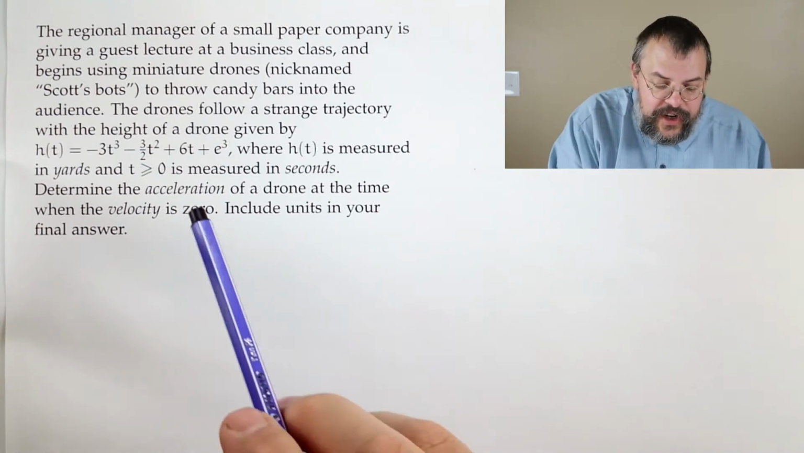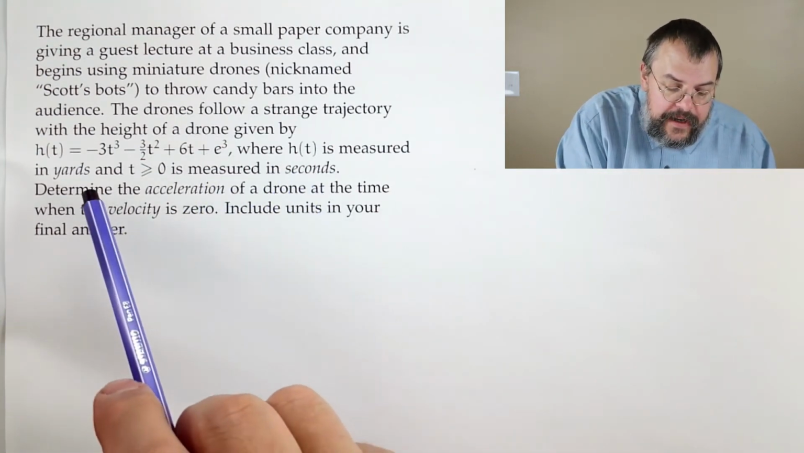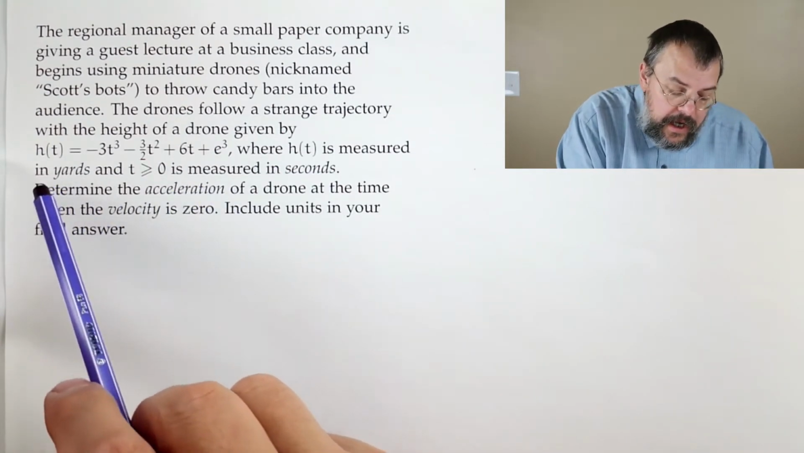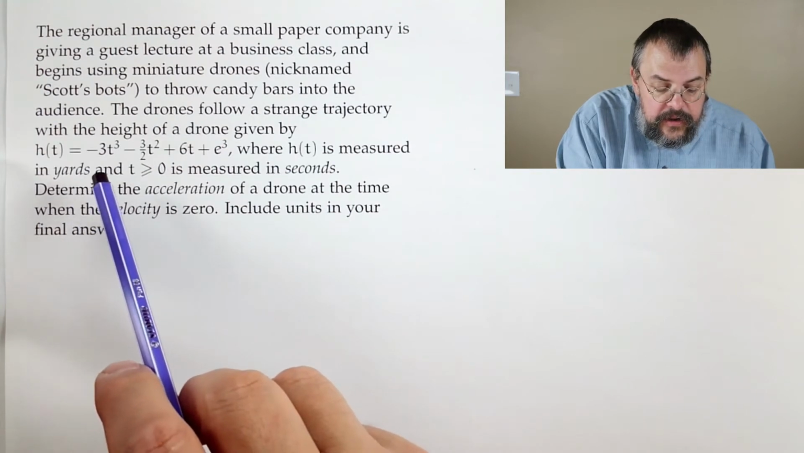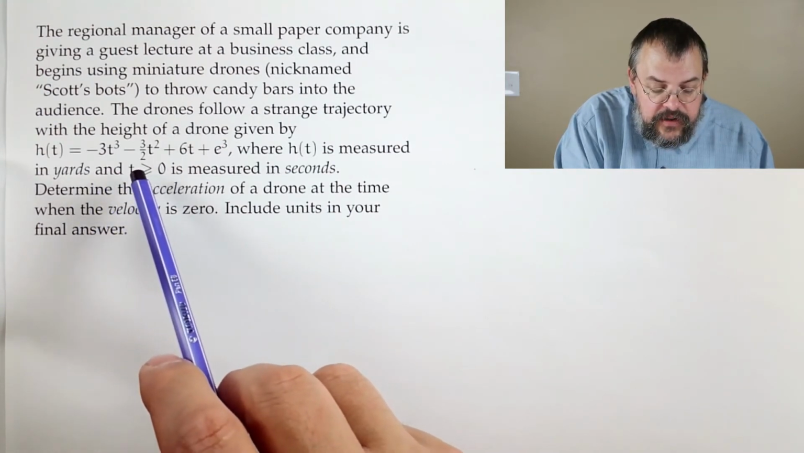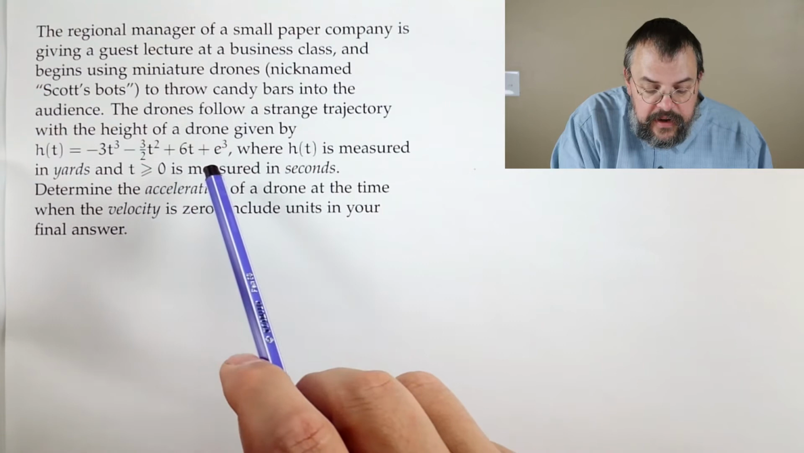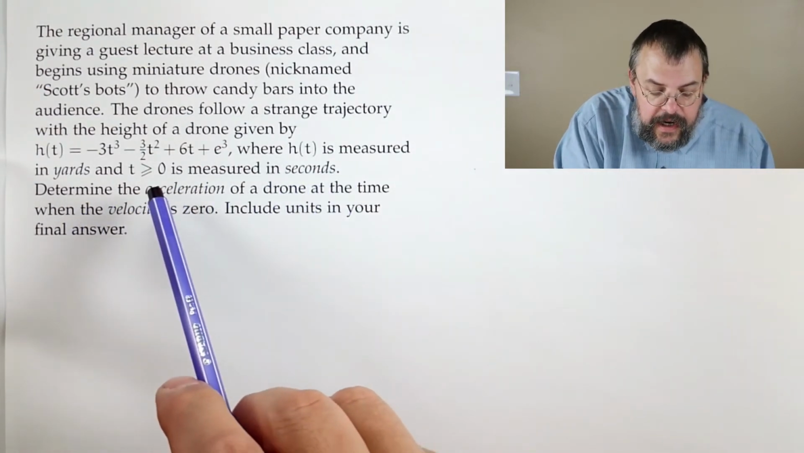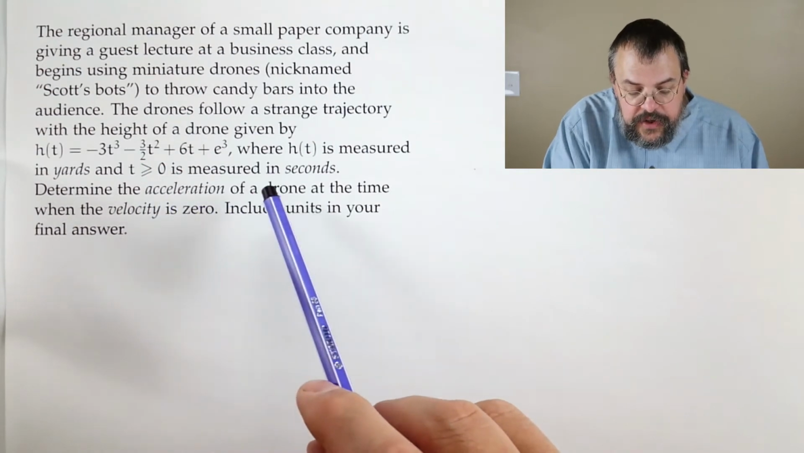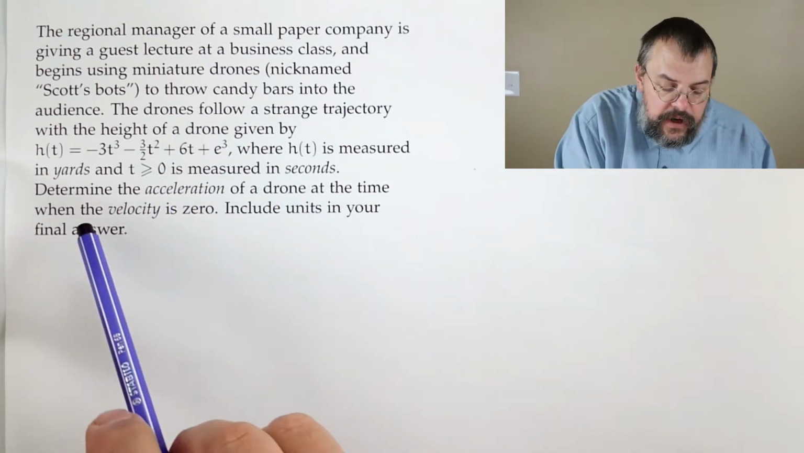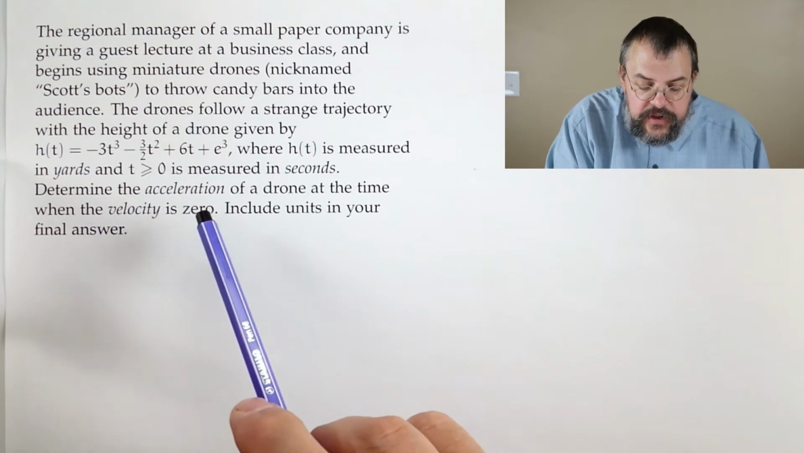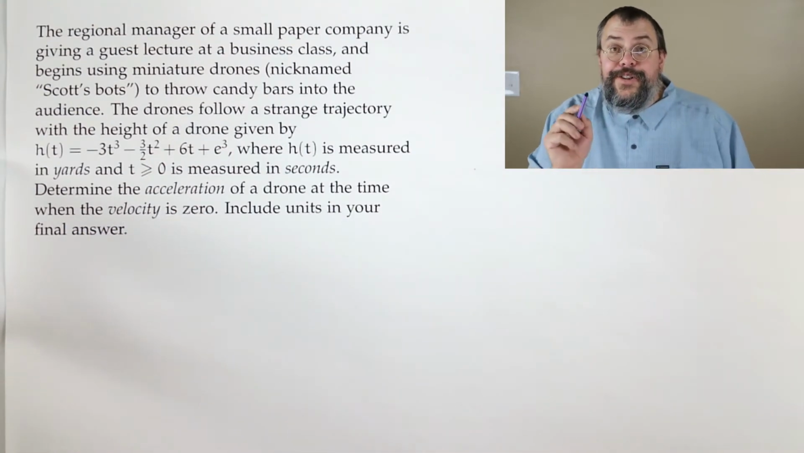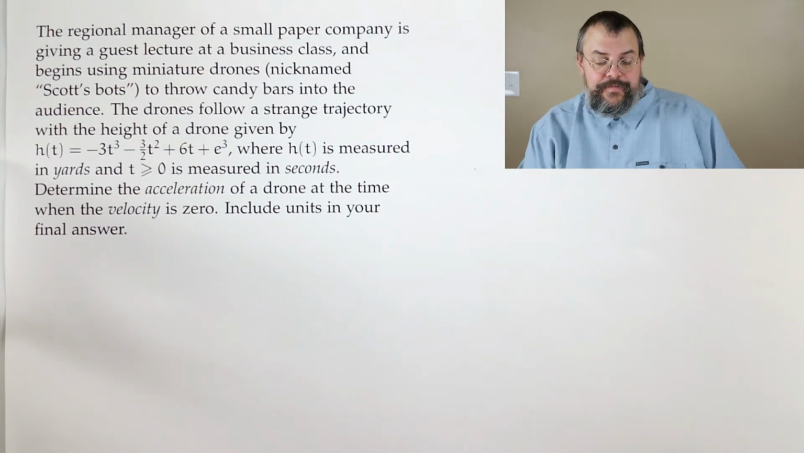The drones follow a strange trajectory with the height of a drone given by the height at time t, so h, height, that seems reasonable, equals minus 3t cubed minus 3/2 t squared plus 6t plus e cubed. The height at time t is measured in yards, and time, it has to be positive, is measured in seconds. The question: determine the acceleration of a drone at the time when the velocity is 0. Include units in your final answer.